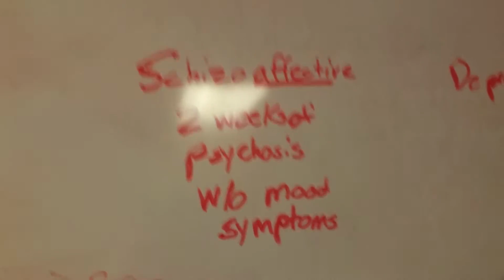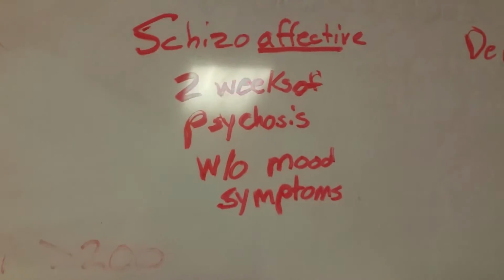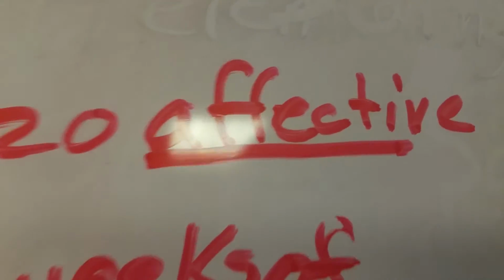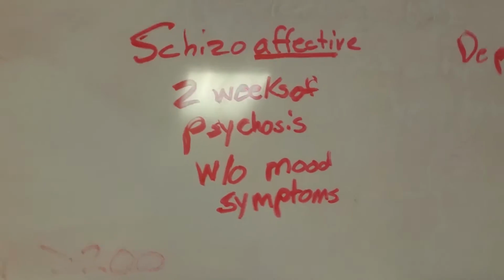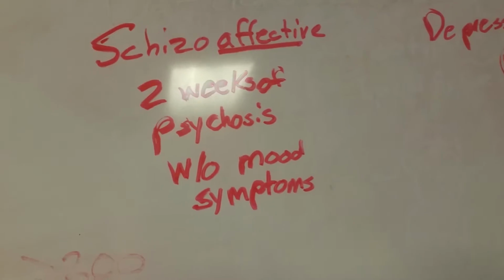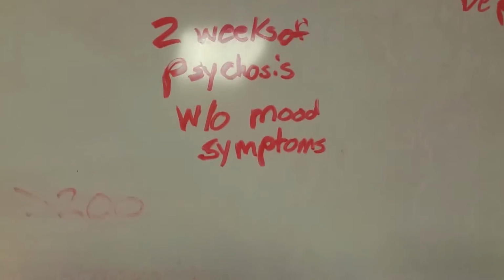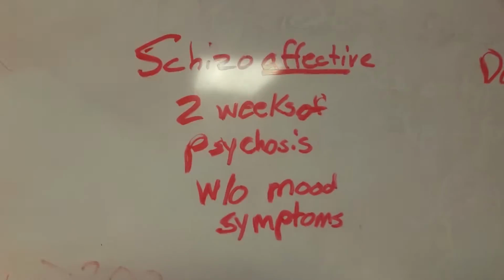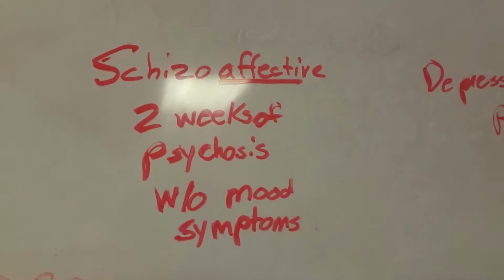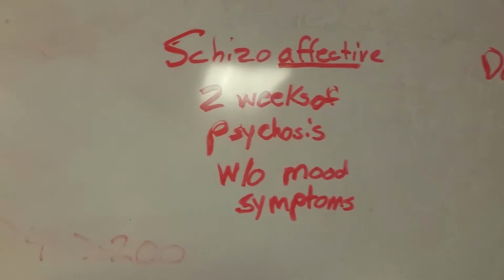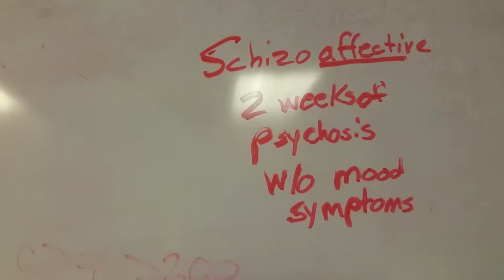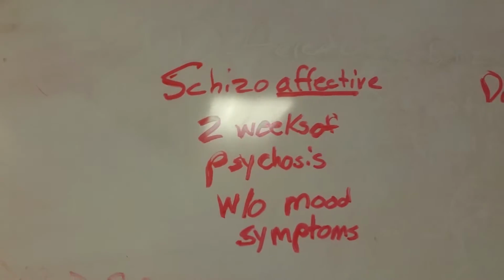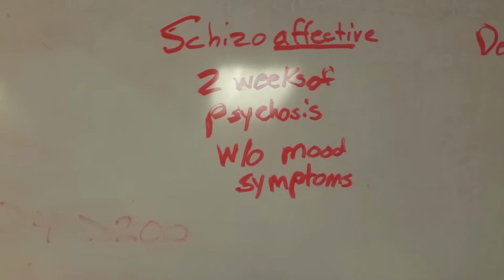Alright, so the next one is schizoaffective disorder, and it has the word affect in it, so when you think of affect, think of mood. So you're going to have psychosis, but you also have mood symptoms, and the important thing about this, though, is timing. So you have a 2-week period where you have the psychosis and you have no mood symptoms at all. So you have psychosis, no mood symptoms, and then later you'll have mood symptoms. And this can be either mania or depression.